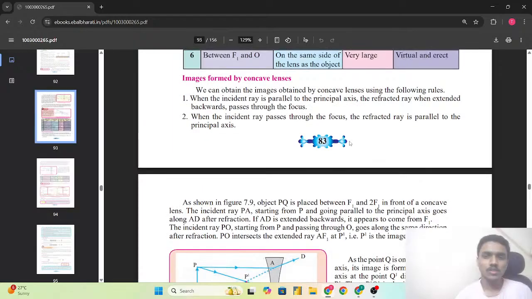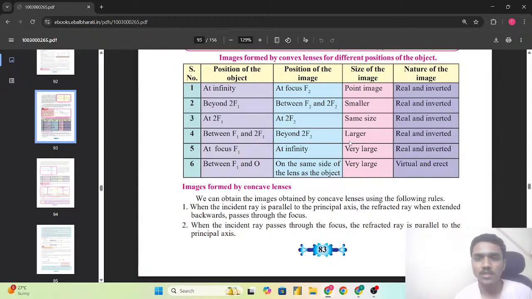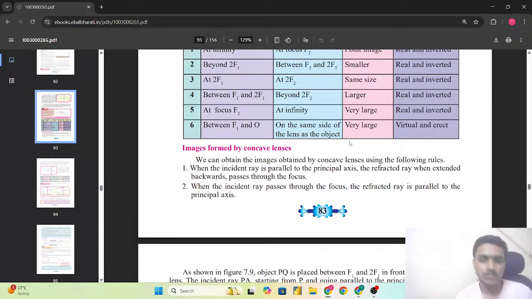These were the two rules which we are using for the formation of the image after refraction occurs through the lenses. So we have studied the formation of the image in the convex lenses.